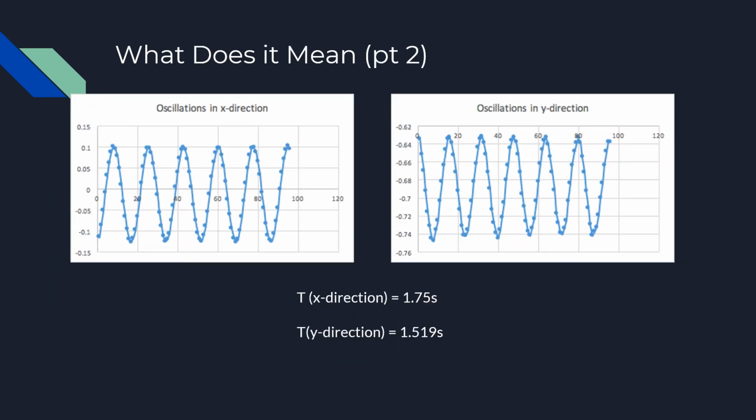And the next thing we need to look at is the oscillations for the y direction versus the x direction, and they're a little bit different because the y direction was ultimately quicker, because it showed the actual oscillation of a spring, whereas the x direction also obviously included more of a pendulum type movement, and that is why its oscillation was 1.75 seconds and the y direction was 1.519 seconds.